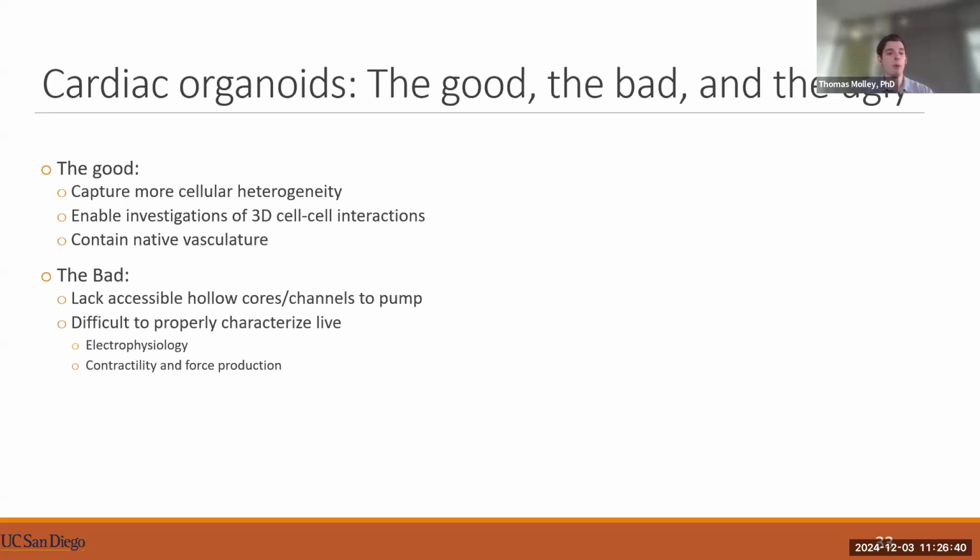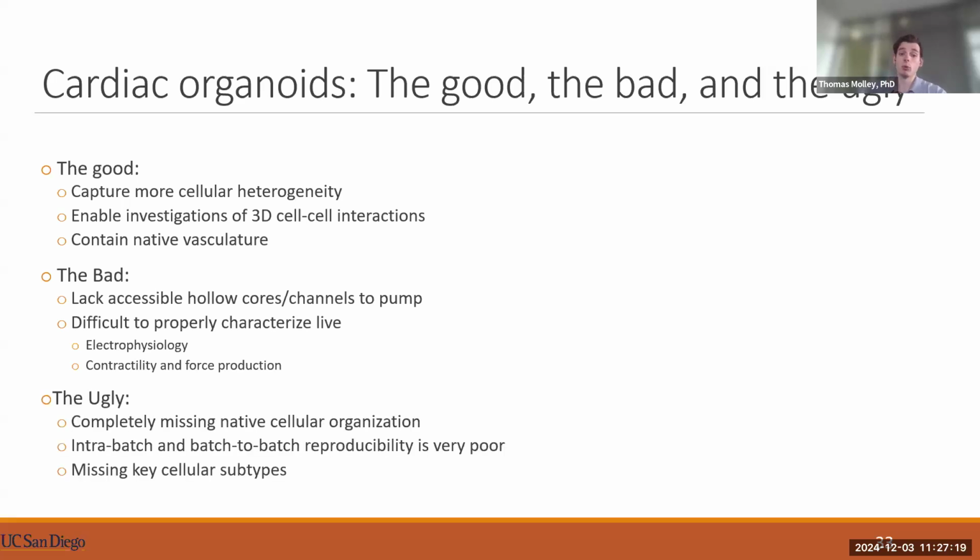The bad, though, is that most of these organoids, if not all, don't have any accessible hollow cores or channels that actually pump anything. You think of a real heart, it literally has fluid flow pumping through it, and that form and function really drive a lot of the maturation and proper heterogeneity and structure of the real organs. They're also quite difficult to properly characterize live, both their electrophysiology and contractility, right? These are 3D balls. And this ties into why it's really important for us to have good digestion protocols so that we can pull these cells out later and do some of these more robust characterization techniques.